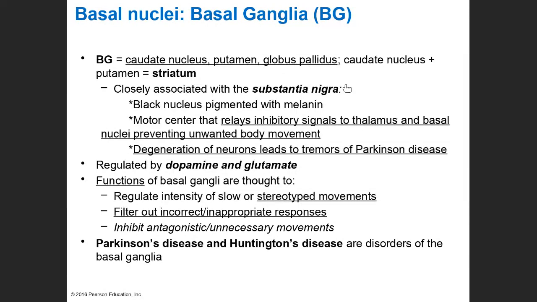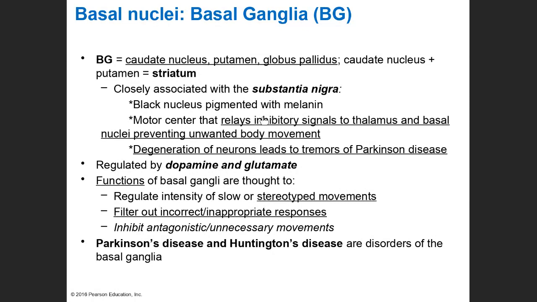Now, if you're referring to the caudate nucleus and the putamen together, you can call that by a different name known as striatum. And typically that is what's done. So the striatum is made up of the putamen and the caudate nucleus. The striatum is very closely associated with another very important part of the brain called the substantia nigra.